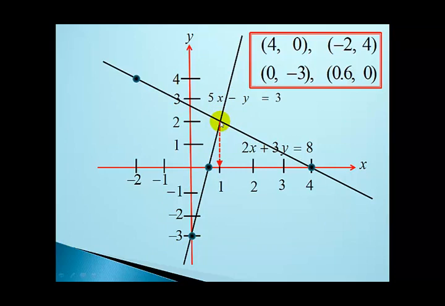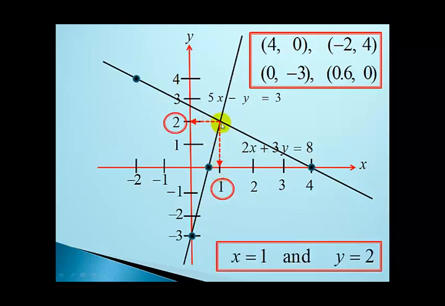Now you trace the point vertically downwards to the x-axis, and the value there is 1. You also trace the point horizontally to the y-axis, and that is the point 2. That means when you trace the point vertically to the x-axis, we have the x-coordinate, that is x equals 1. And when you trace the point horizontally to the y-axis, we have 2. That means that x is equal to 1 and y is equal to 2. When we compare this with the answers we had after using the elimination and the substitution, you realize that it is the same answers we had.